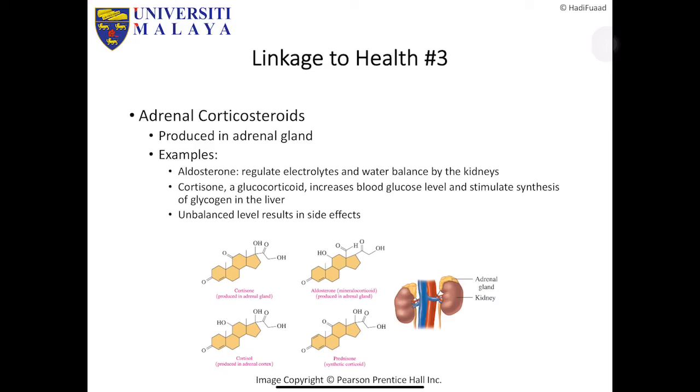All right, so linkage to health, number three. Adrenal corticosteroids. They are produced in the adrenal gland, as shown here. So that's your kidney, and on top of your kidney you have the adrenal gland. It produces different types of corticosteroids. The first one is aldosterone, which regulates electrolytes and water balance by the kidney.